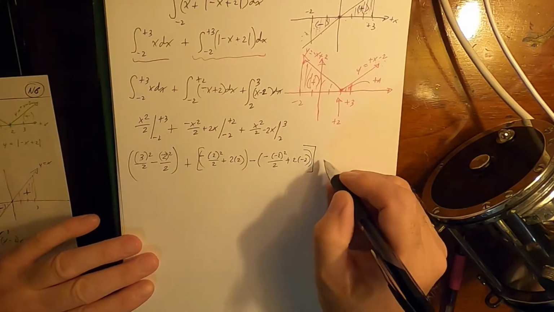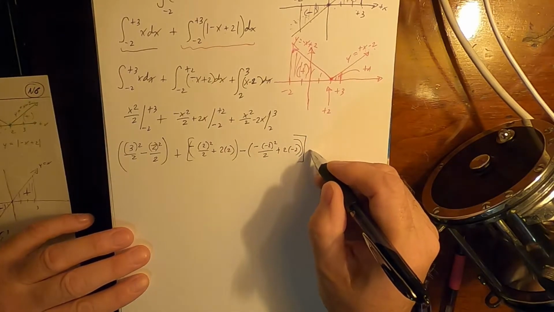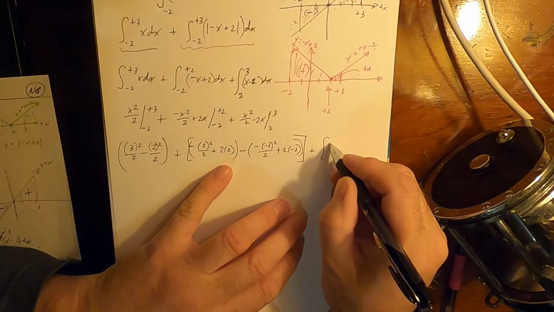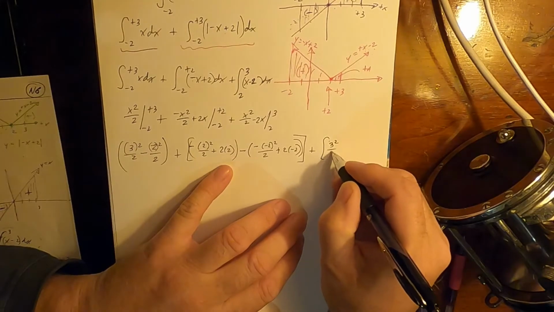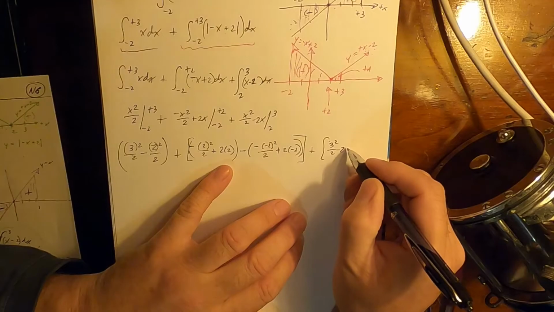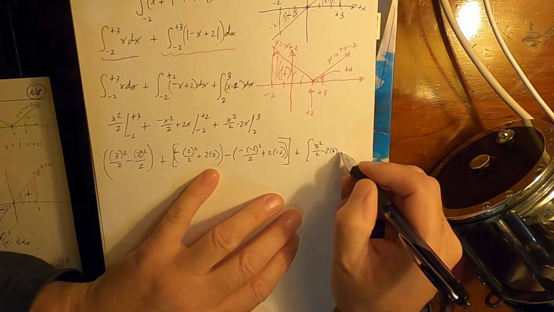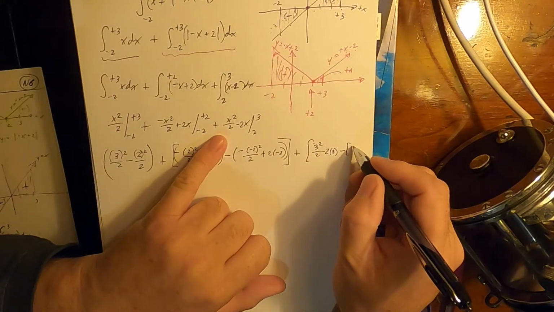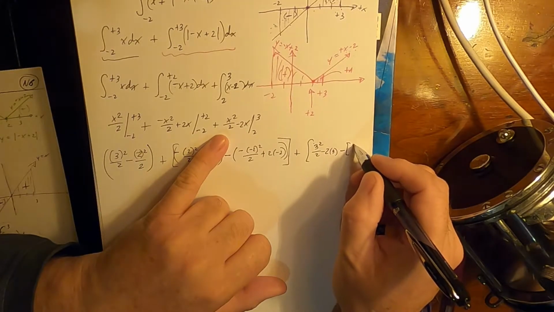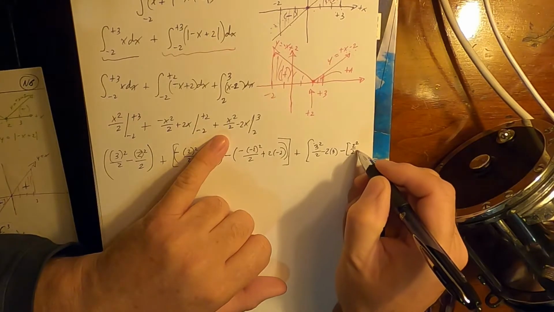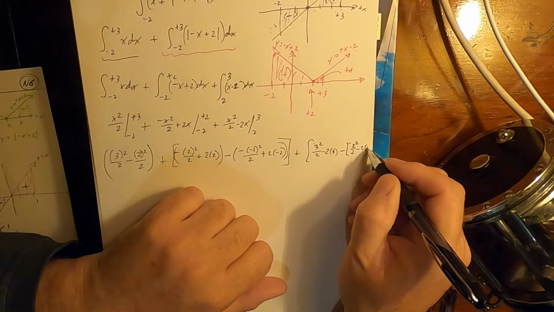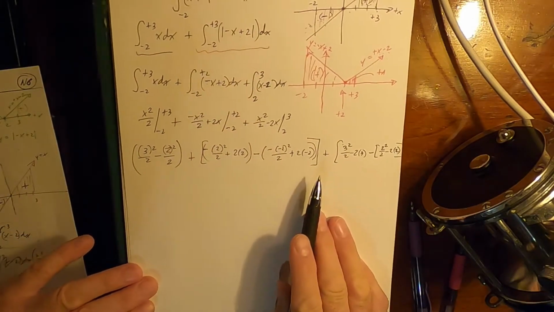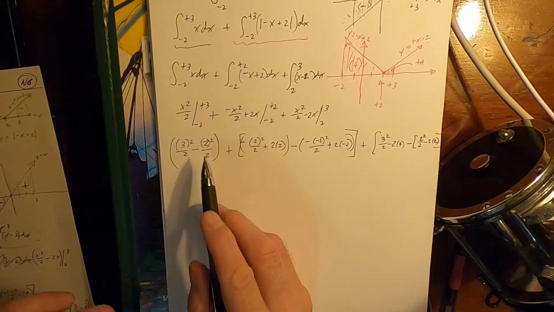And then finally over here we get plus a 3 squared over 2 minus 2 times 3, and then minus all of this stuff here, which would be 2 squared over 2 minus 2 times 2. Okay, and let me run the numbers to the next line.